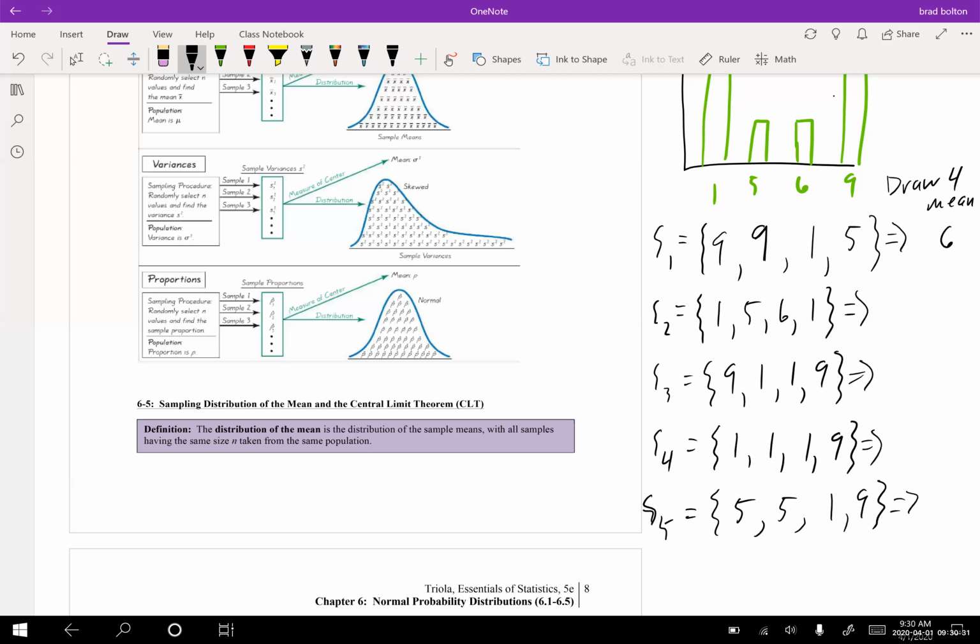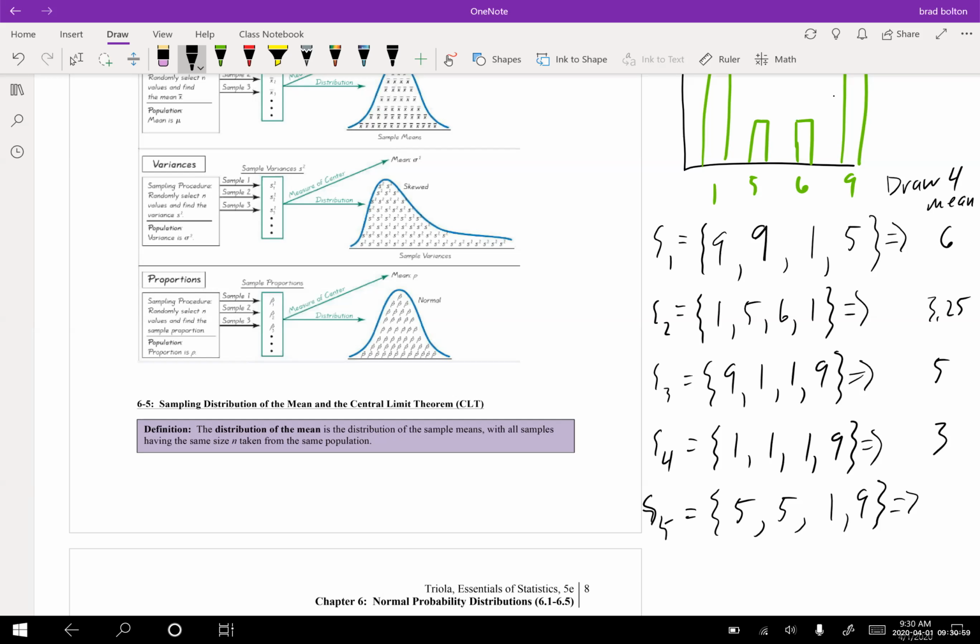Now let's find 1 plus 5 plus 6 plus 1. That's 13 divided by 4. We get 3.25. So my mean is 3.25. Now let's do 9 plus 1 plus 1 plus 9. So that'd be 20 divided by 4, which is 5. So we get 5 for this one. And then we get, what is that, 13? No, that's 12 divided by 4, which is 3.